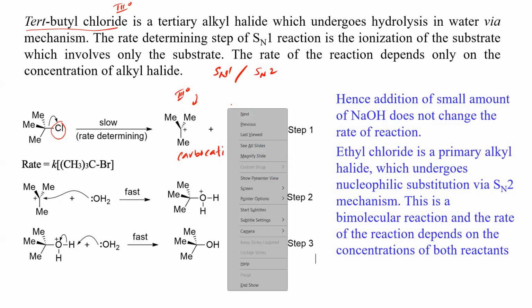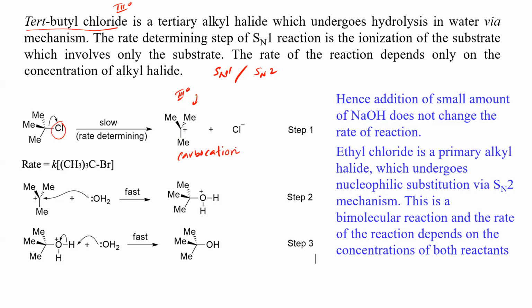That step is the rate determining step, or the slowest step. Because in SN1 there's only one chemical species involved, that is why it's called SN1. SN means nucleophilic substitution, and one refers to one chemical species. The carbocation formation is the rate determining step. So if you write the rate law for this reaction, it will have only the one chemical species, the tertiary butyl group. Therefore, the rate depends only on the tertiary alkyl halide.